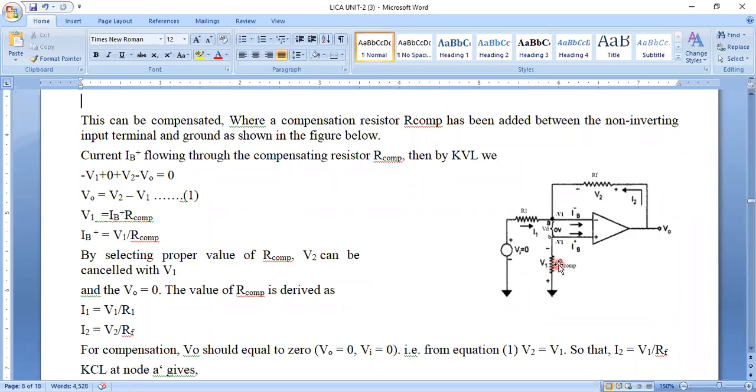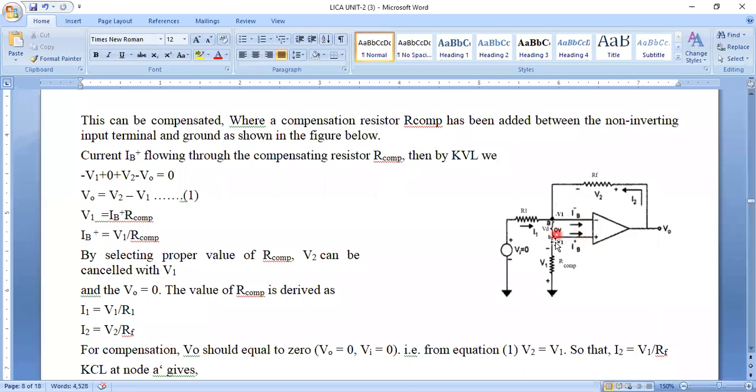So let us see the mathematical analysis of the compensating resistance. The main objective of the analysis is to eliminate the error value. Current IB minus flows through the inverting terminal as bias current, and IB plus flows through the non-inverting terminal, through the compensating resistance. See here, through the compensating resistance, IB plus current is flowing.